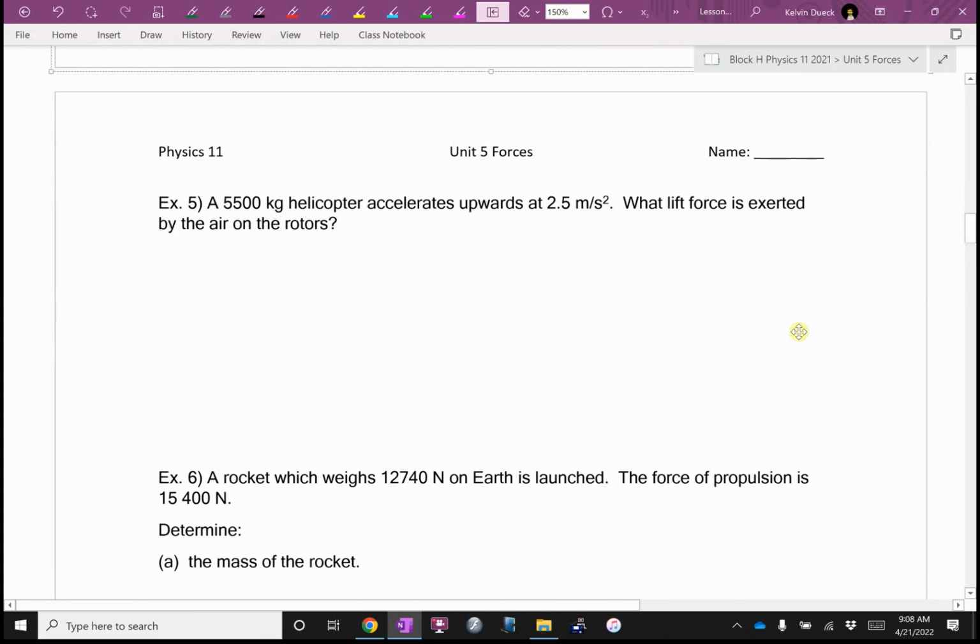We can handle, next page, a lot of questions with a good free body diagram, winner minus loser, and not panicking. Example 5. A helicopter accelerates upwards. Which way? That's important. At 2.5 meters per second. What lift force is exerted by the air on the rotors?